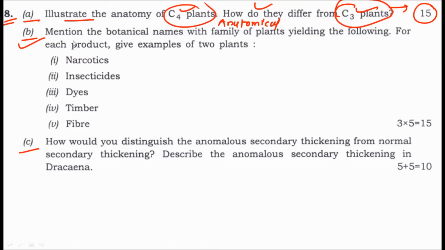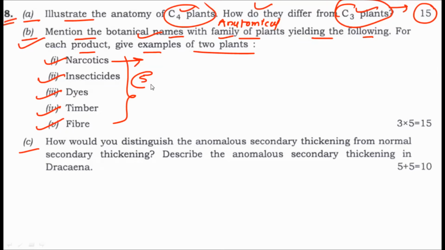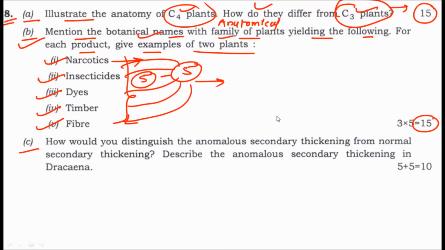Then the second sub question is: mention the botanical names and families of the plants yielding the following. For each product, give examples of 2 plants. That is, here is the product, and you have to give the botanical names with the family of the plants which yield this particular product. That is, narcotics, insecticides, dyes, timber, and fiber. And for all these, we have created 5 videos in which you will get 5 plants for each category. So don't miss these videos. For this particular question, you will get 15 marks.